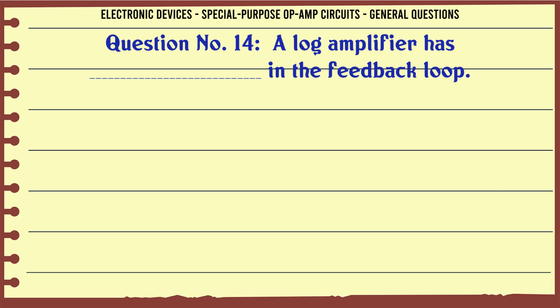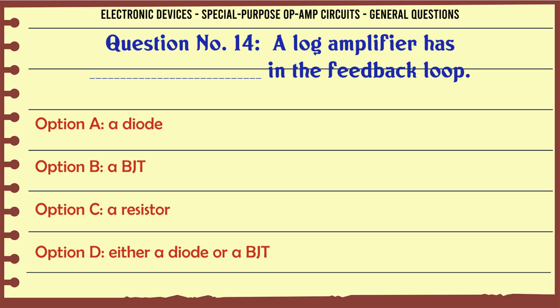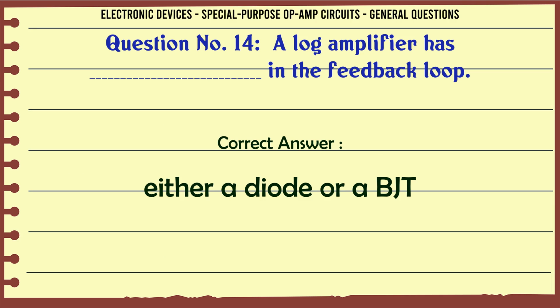A log amplifier has in the feedback loop: A. A diode, B. A BJT, C. A resistor, D. Either a diode or a BJT. The correct answer is either a diode or a BJT.